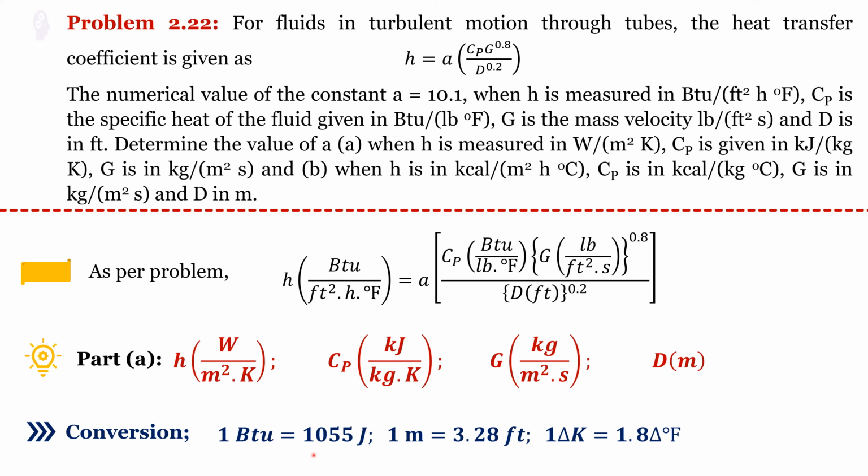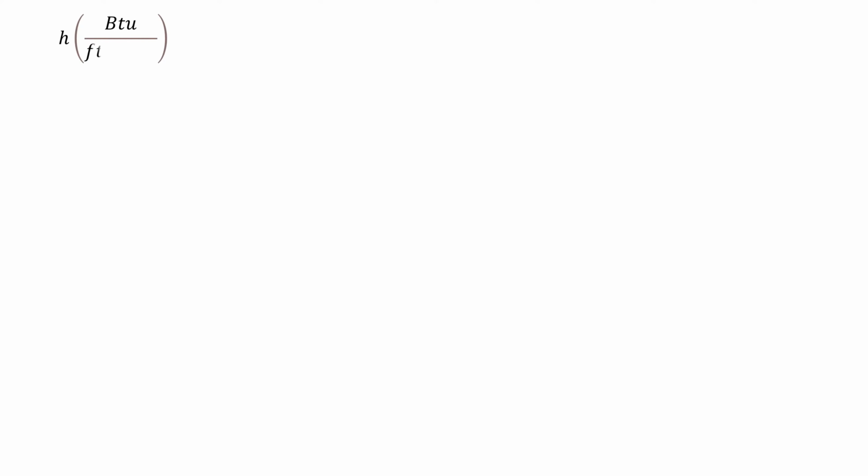So 1 BTU equals 1055 joule, 1 meter equals 3.28 feet, 1 delta K equals 1.8 delta Fahrenheit. And if you don't know how to find equivalent conversions, then please go through my previous videos. The link is given in the description. So simply we will write H equal to some constant. Now we will convert this unit to the desired units.